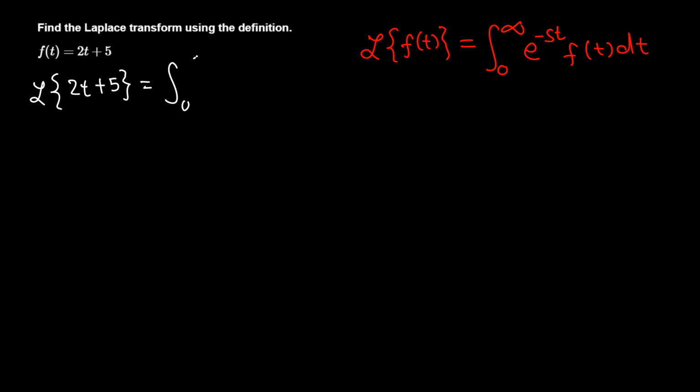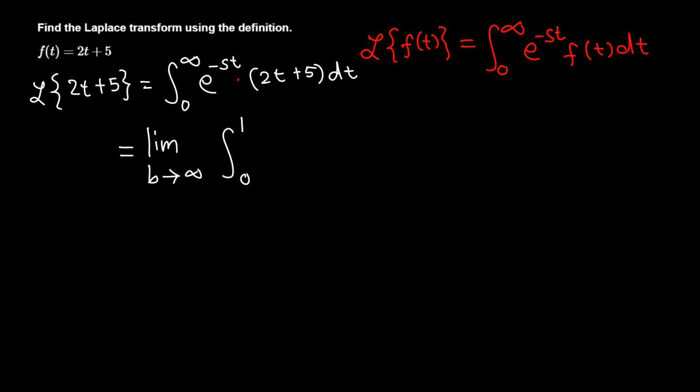That is just this improper integral from 0 through infinity of e to the negative st, that's the kernel, times the function 2t plus 5, dt. Now we need to evaluate this improper integral. It's a product of two functions, so we need to use the method of integration by parts, IBP. But we have to write down this limit because we cannot work on this infinite domain. So the limit as b goes to infinity of the integral from 0 to b.